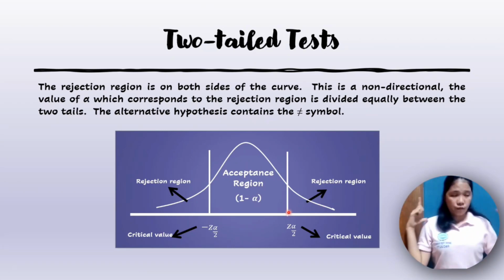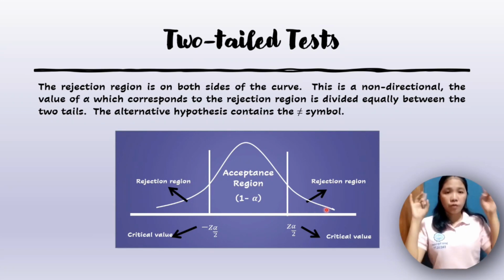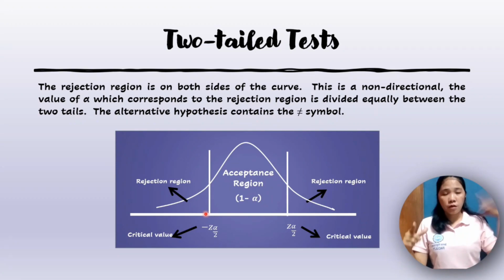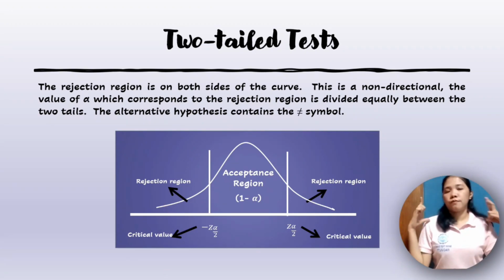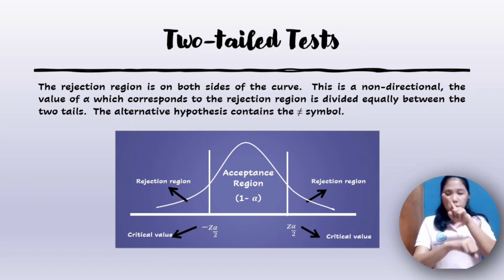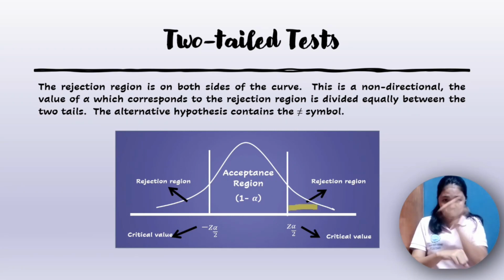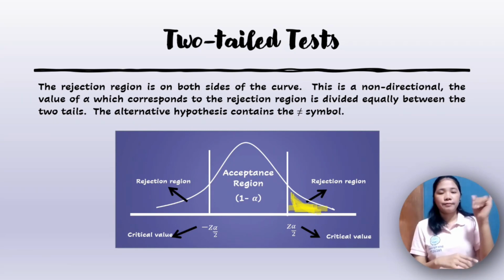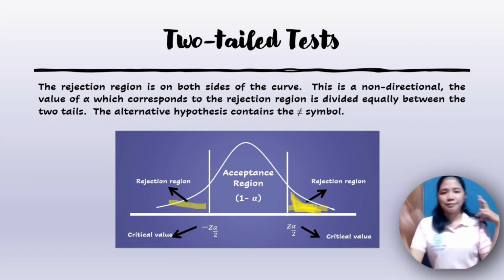So from the critical value going to the right is the rejection region, and from the critical value going to the left is also the rejection region. Now let us shade the rejection region. So this is the rejection region on the right side, and this is the rejection region on the left side.